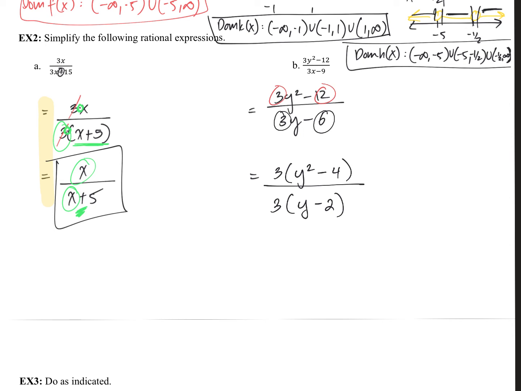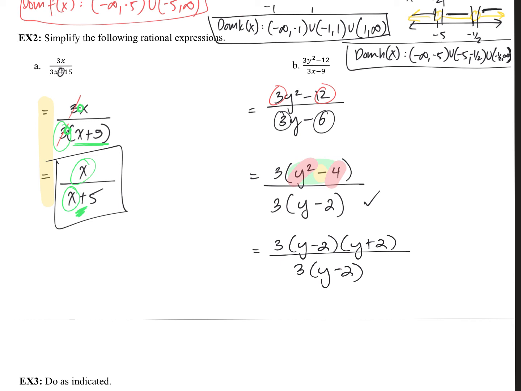Now, are we completely factored? On the bottom we are, but on the top, notice this binomial here is special. Why is it special? It's the difference of squares, you're right. So we're going to go ahead and factor that. That'll be y minus 2 and y plus 2 divided by 3, y minus 2. All right, so everything is factored.